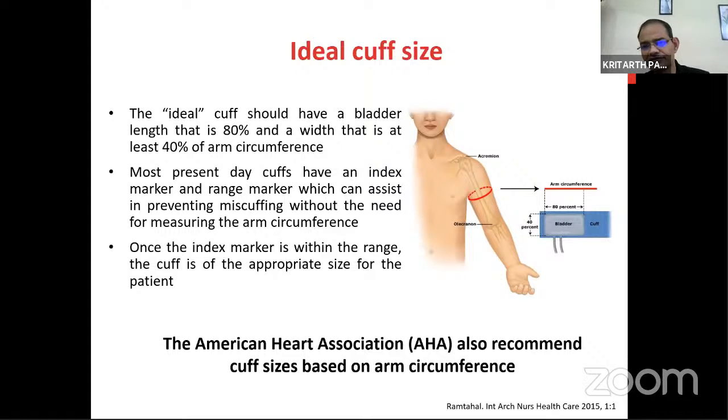What should be the ideal cuff size? How can we measure the correct blood pressure? The ideal cuff size is very important in this. The ideal cuff size should have a bladder length that is 80% and a bladder width of at least 40% of arm circumference. This is measured by the bladder, not by the total cuff size. The bladder is inside, and the cotton material is wrapped around it. The bladder length and its width are the most important thing.